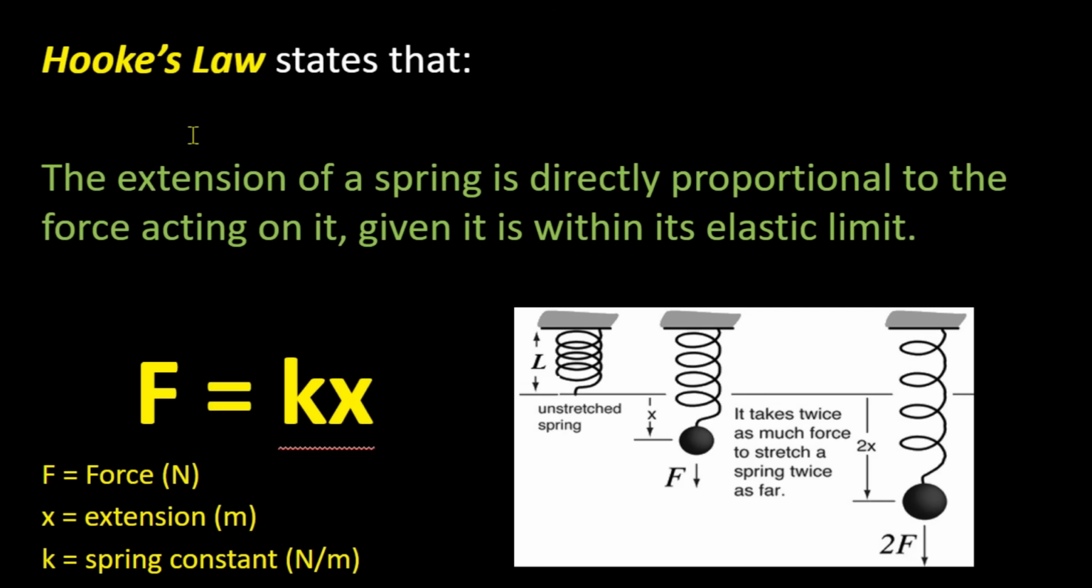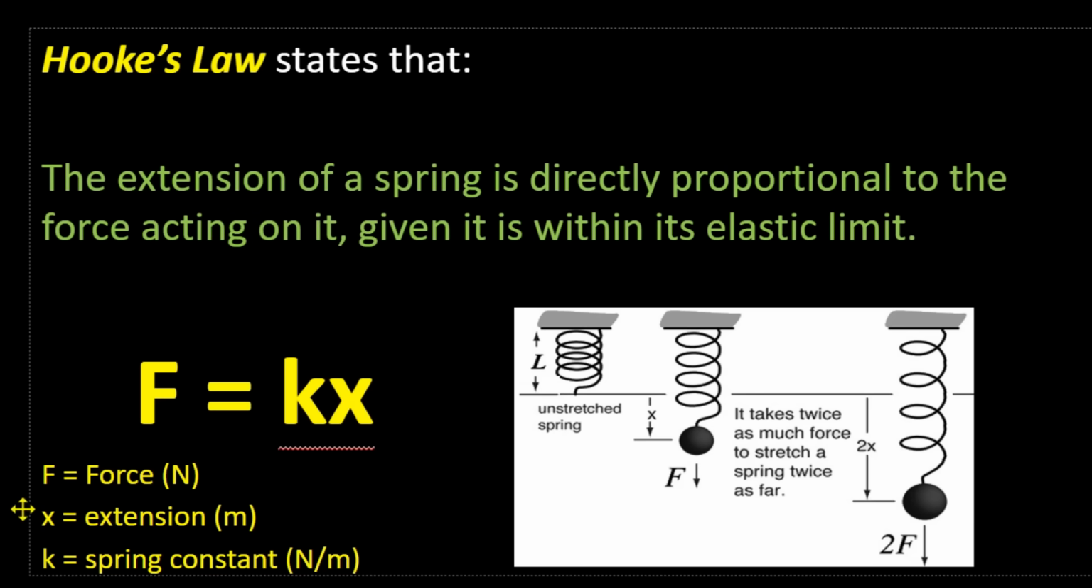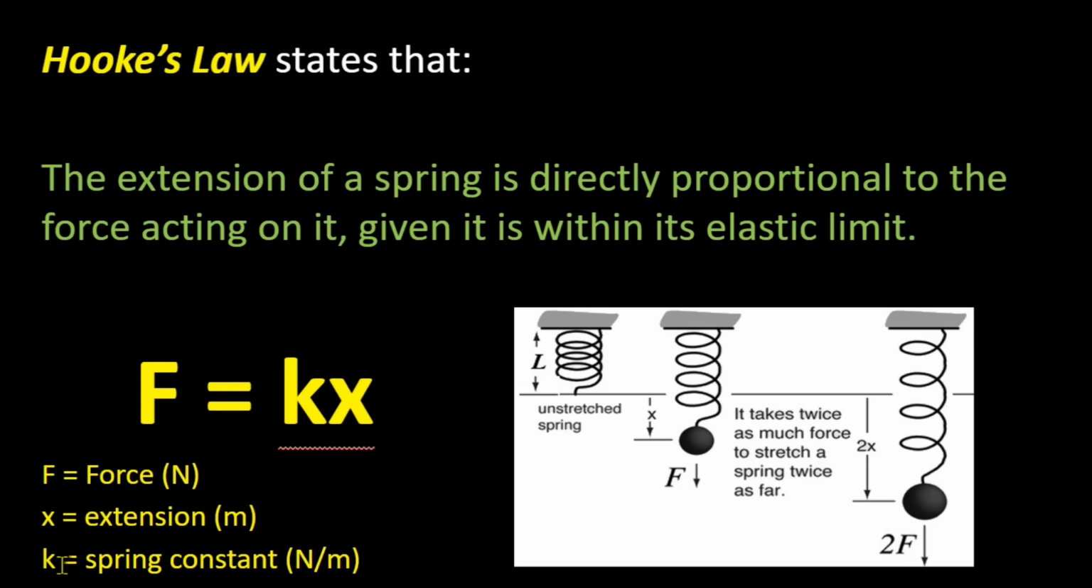Hooke's law states that the extension of a spring is directly proportional to the force acting on it, given that it is within its elastic limit. The formula for Hooke's law is given as F is equal to Kx, or F is equal to Ke, where F is the force, x is the extension, and K is the spring constant. In this diagram here, we can see that when a force F is applied, we get an extension x. If that force is doubled, we'll get double the extension, thus being directly proportional.